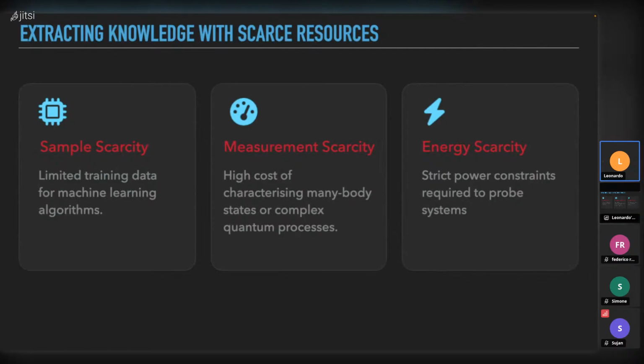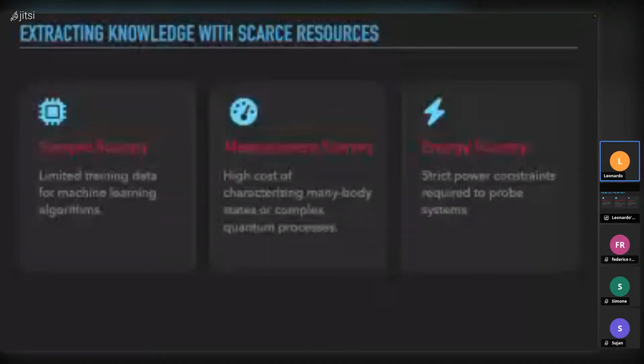So I will talk about two things. The unifying topic is that we are trying to extract some sort of knowledge from quantum systems, but with some scarce resources. What do we mean by scarce resources? What is scarce might change depending on the applications. One possibility, especially in learning problems, is that we have a limited amount of training data for machine learning algorithms. And so we have to make the most out of the few samples that we have. So I'm talking about this notion of sample scarcity.